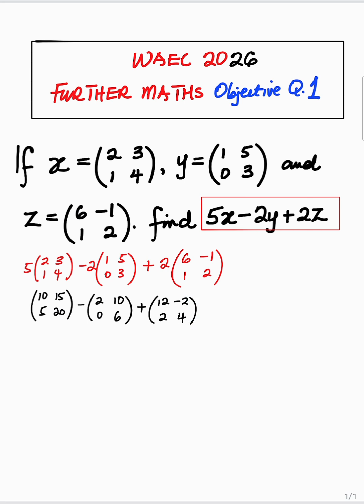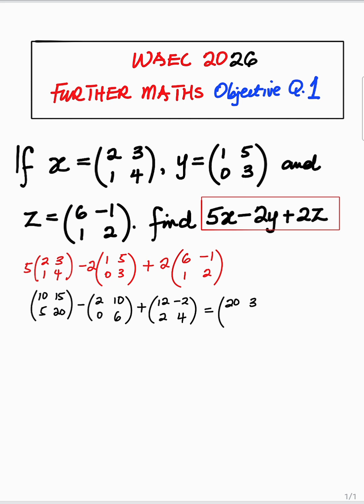So all we need to do is to now evaluate this expression. You take 10 minus 2 plus 12, that gives us 20. Then the next one is 15 plus 15 minus 10, that will give us 5. Then 5 plus negative 2 will give us 3. So here we have 3.